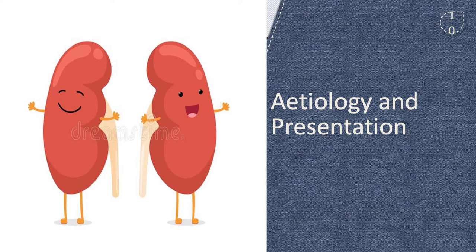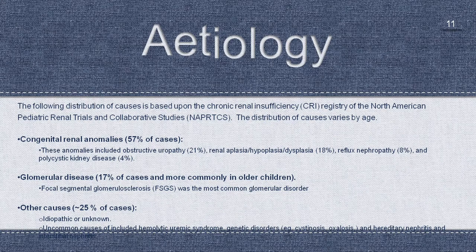Let us now consider the etiology and presentation of a child with CKD. In terms of etiology, the following distribution of causes is based upon the Chronic Renal Insufficiency Registry of North America Pediatric Renal Trials and Collaborative Studies. The distribution of causes varies by age. We can see that congenital renal abnormalities make up the majority, which includes obstructive uropathy, renal aplasia, hypoplasia, and dysplasia, functional nephropathies, and polycystic kidney disease.